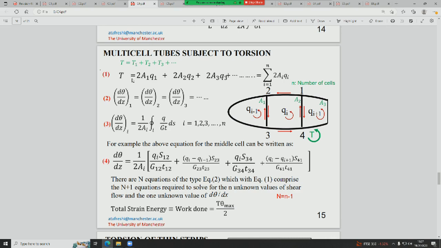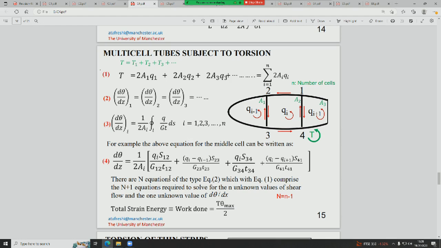So you can solve the problem. We've got two cells, three cells, so we can use compatibility equations twice. If I have four cells, four minus one, I can use the compatibility equations three times, plus the equilibrium gives me four. Does it answer the question? Okay, so you can equate the rate of twist per length of section one and section two, and then section two and section three, and then the torque. Excellent. You can either use one and two, two and three, or one and three. You can use two of them because the third one will not be independent. And then you can solve it.